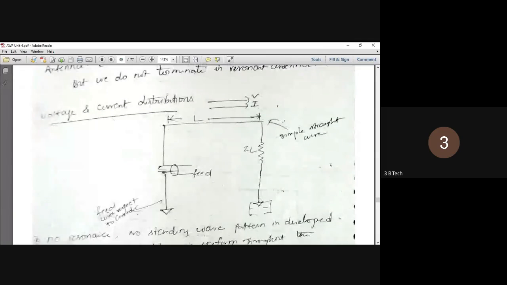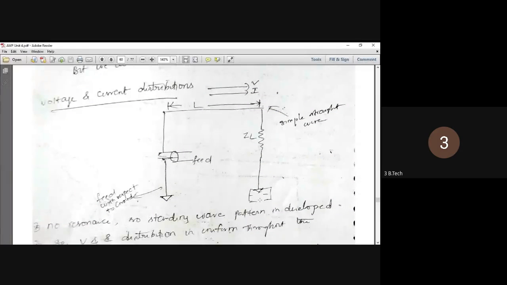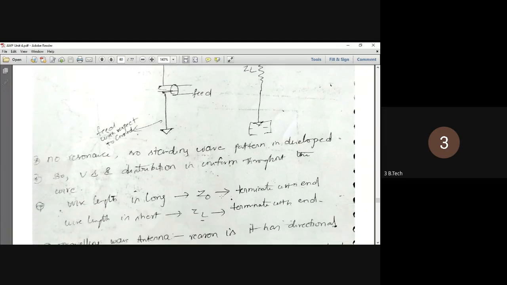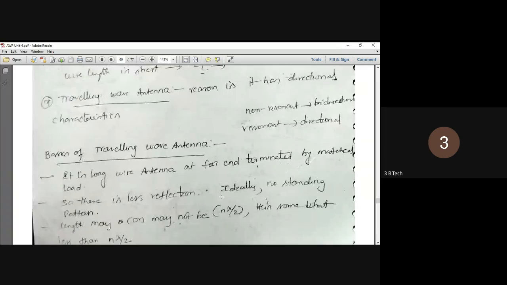So again, we can see the variations of voltage and current distributions in the non-resonant category antenna. Since no standing wave patterns are formed, you can observe here, voltage and current distribution is uniform throughout the length of the wire. That is the main difference between resonant and non-resonant antennas.